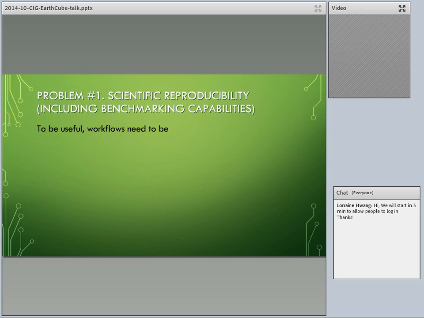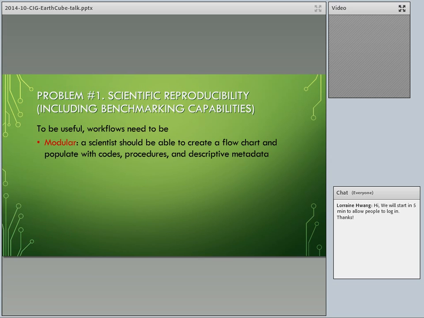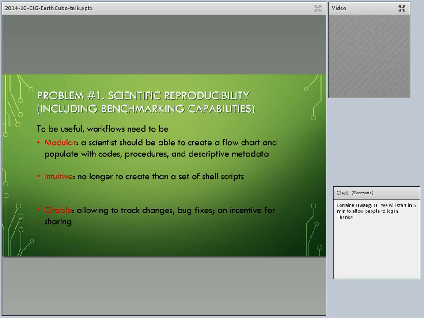But of course, the workflows need to be very flexible in many ways to really be useful. So first of all, they need to be modular, so that a scientist should be able to create a workflow chart and populate it with codes and procedures and metadata that describes each of the components. They need to be intuitive and should take very little time to create, because we don't want to do more chores than we have to. And they should be citable, so that we could track changes and bug fixes and propagate any information to the users of our workflows. And that making them citable would also provide an incentive for sharing, which is important.